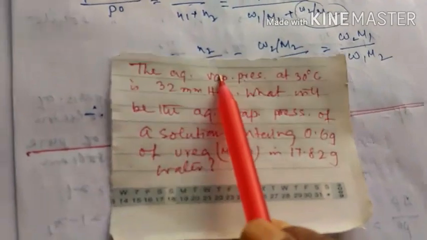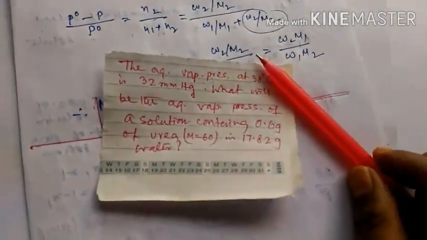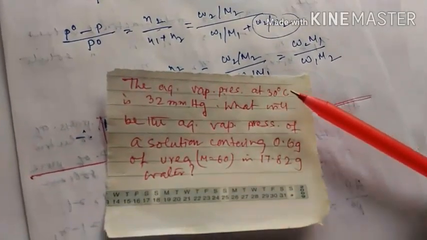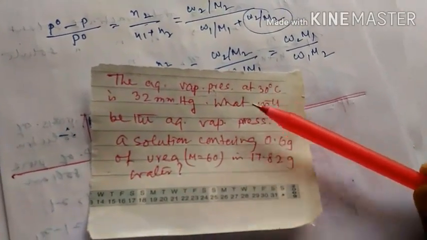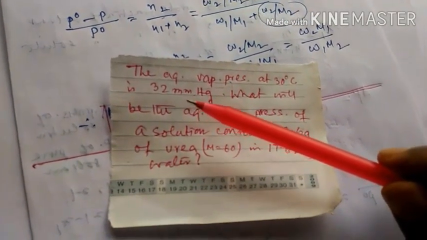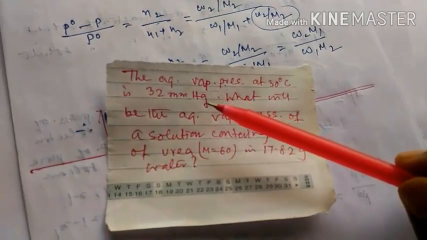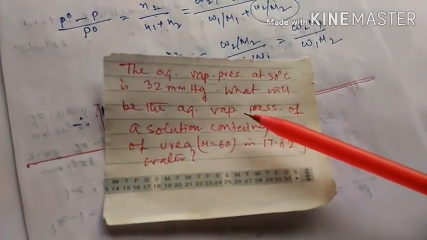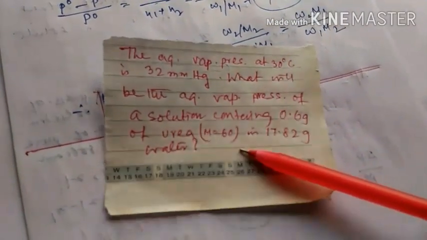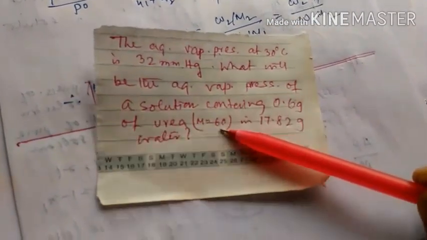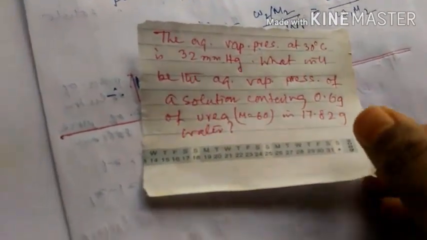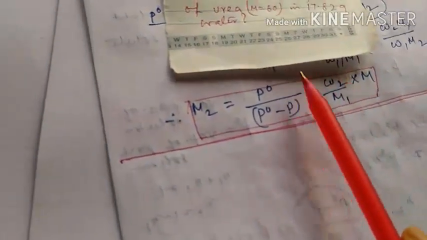Now for example, we are going to solve this sum. The aqueous vapor pressure at 30 degree centigrade is 32 millimeter of mercury. What will be the aqueous vapor pressure of the solution containing 0.6 gram of urea, molecular weight 60, in 17.82 gram of water? We are going to solve this sum according to this equation.